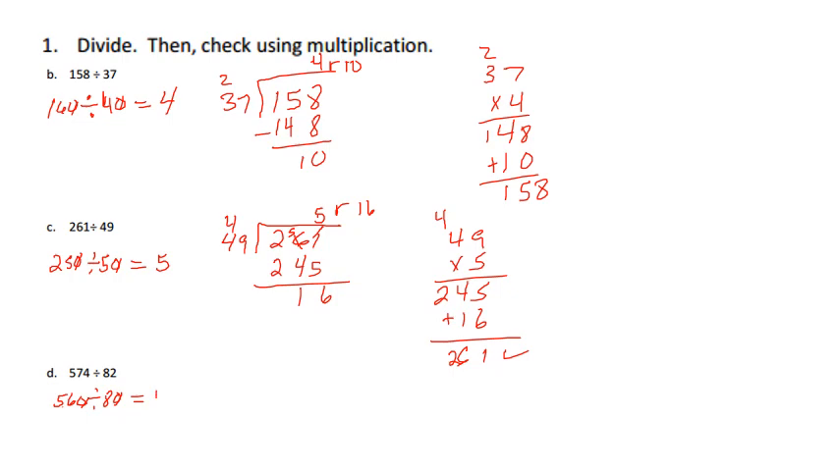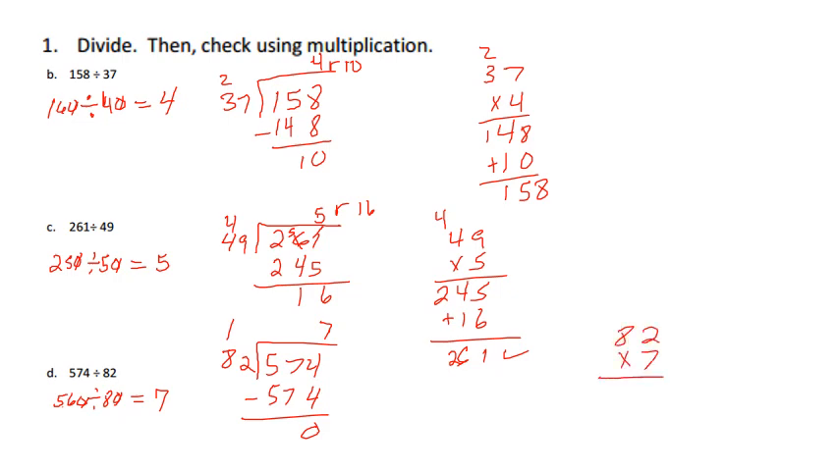And when we take the zeros out, we know 56 divided by 8 will be 7. So now we're doing 574 divided by 82. We're going to start with a quotient of 7. 7 times 2 is 14. Carry 1. 8 times 7 is 56, and 1 is 57. And we do not have a remainder.